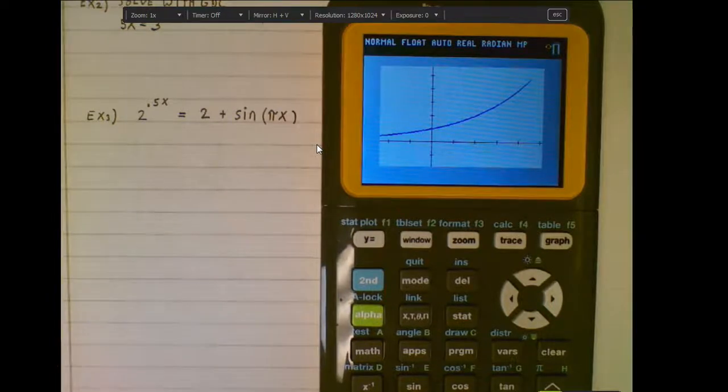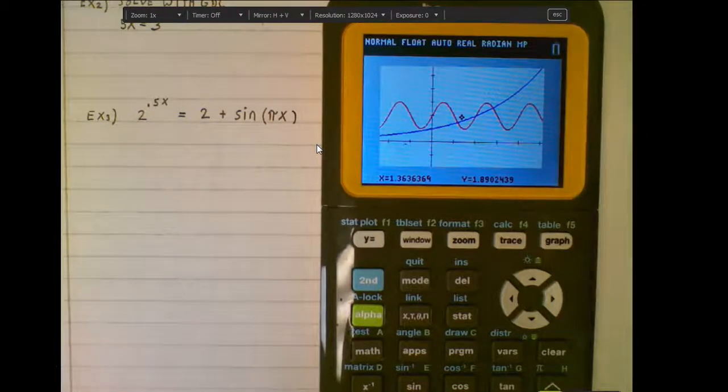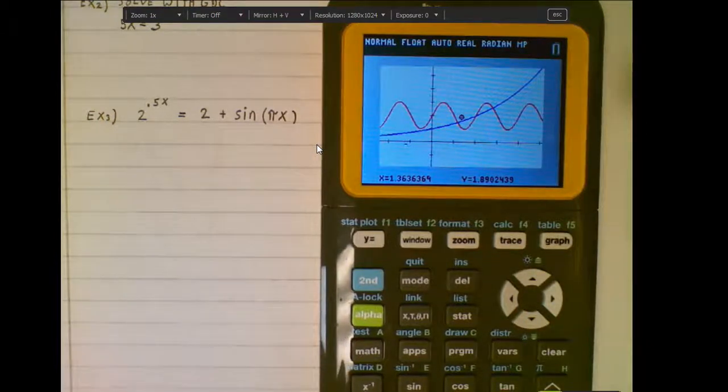So sometimes you got to toy with your window settings a little bit here in order to get them. So 1, 2, 3 points of intersection. So I'm going to get 3 solutions. And I'm not going to go through all 3. You know how to do it. Again, go into Calc and choose intersect. And then you would find your 3 solutions by doing that method.